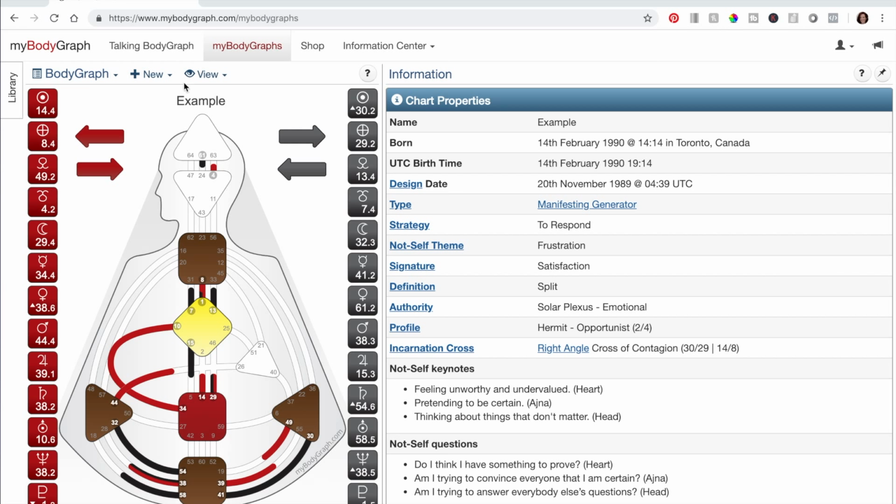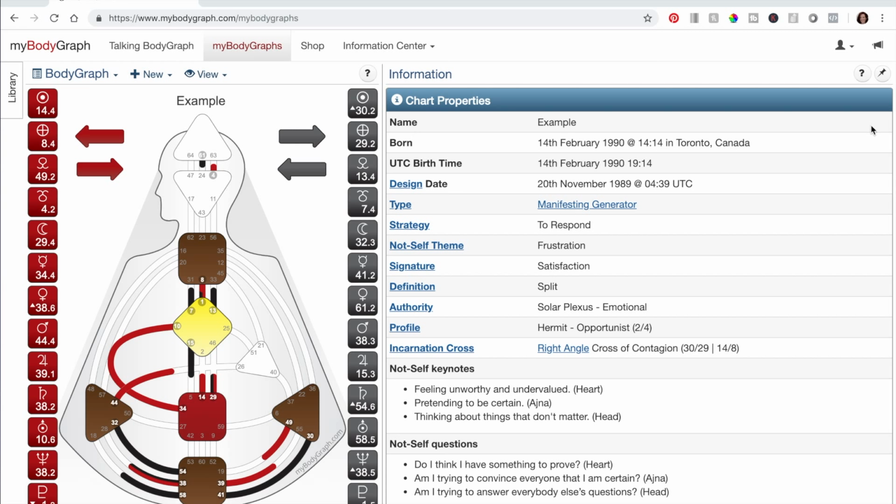When you first get on here, it'll probably take you to Talking Body Graph, and it'll have audios you can listen to that explain a little bit about it. I don't particularly find those the most useful, but you might, so feel free to check them out. And I click over here onto My Body Graphs, and this gives you this way of looking at it. And I find that this is the easier one. So you'll see, obviously on this side is the actual body graph, and this is the chart properties.